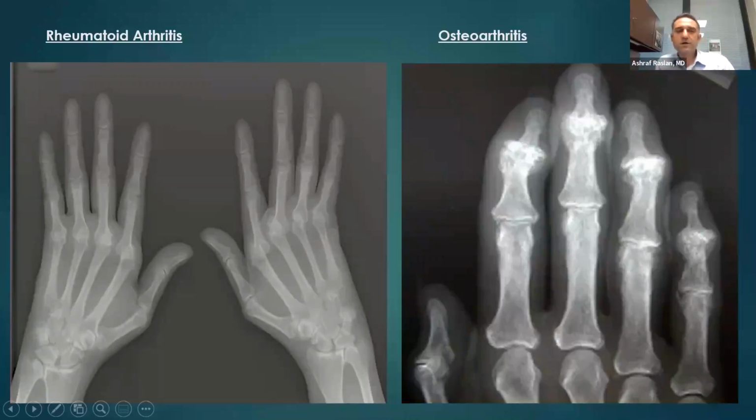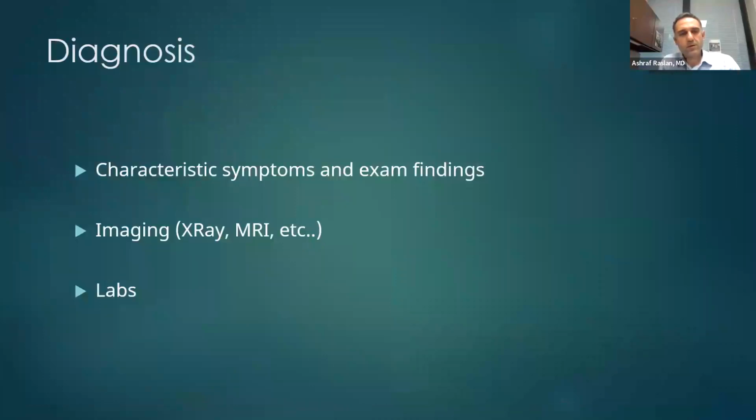So X-rays are very helpful, but in some instances we need a better image like an MRI to be able to see the soft tissues, like the meniscus in the knee or the tendons and the ligaments, to get a full picture of what's going on. So symptoms, the exam, and X-rays if we need them, these are usually how we diagnose it.